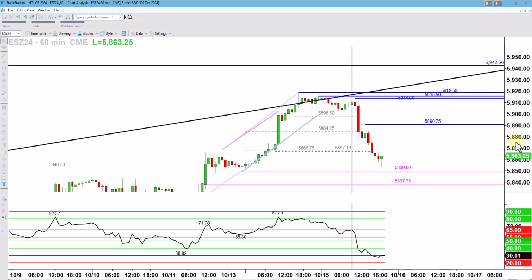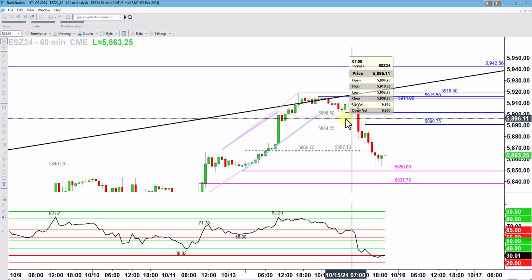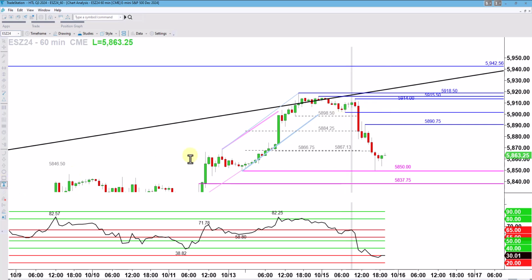All right, I'm also going to come in and identify some old bottoms that may provide resistance. So I have one here at 5902.25. The market recovers back to these levels. That could provide a good resistance area.